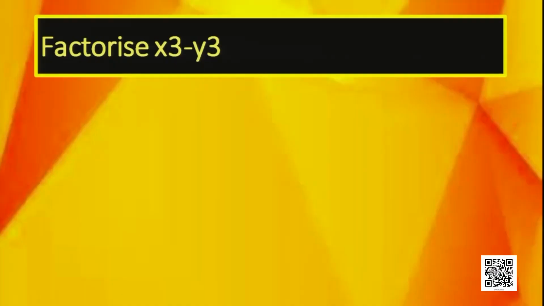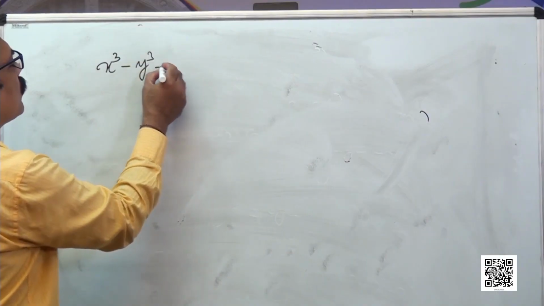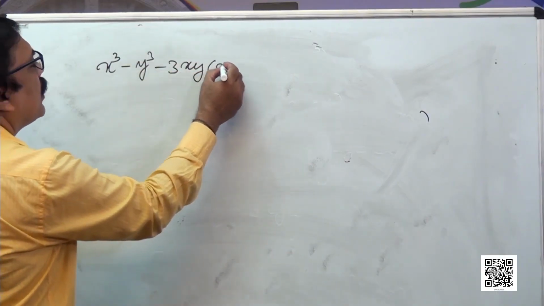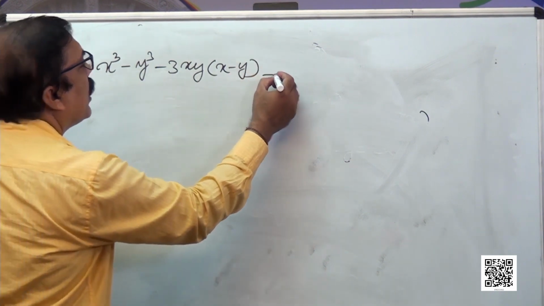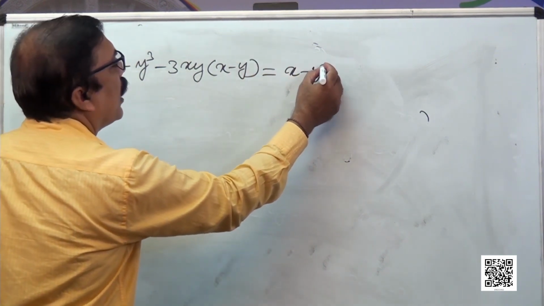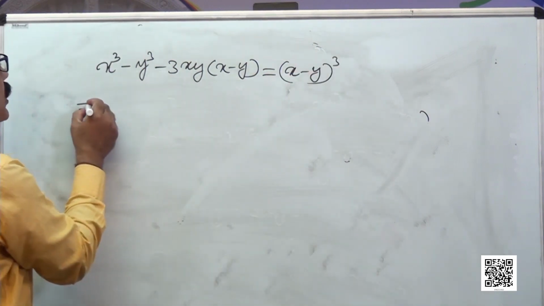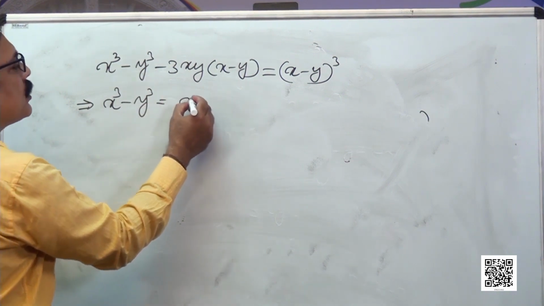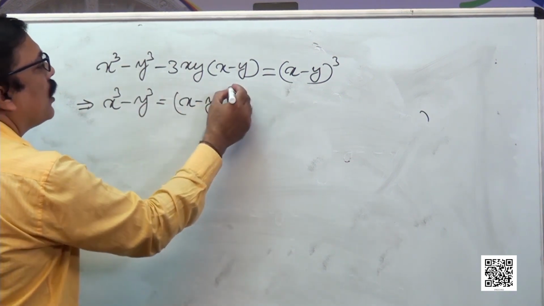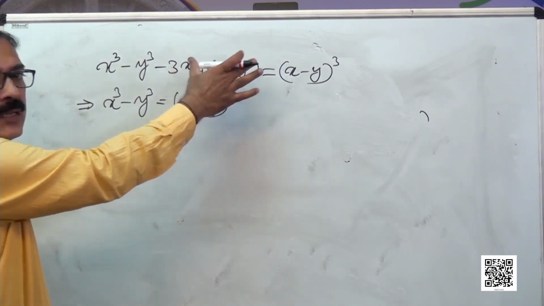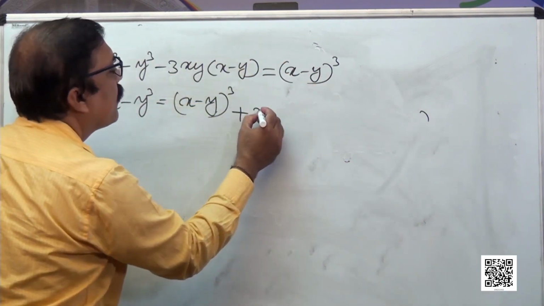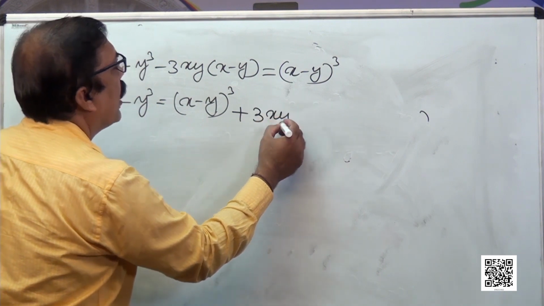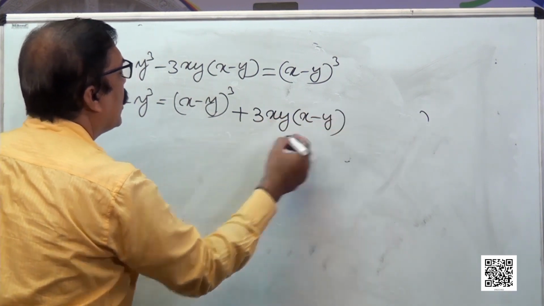minus y whole cube. What is that? See, x cube minus y cube minus 3xy into x minus y gives x minus y whole cube. From this, we can write x cube minus y cube is equal to x minus y whole cube. This part will be shifted to the right side. That gives plus 3xy into x minus y.